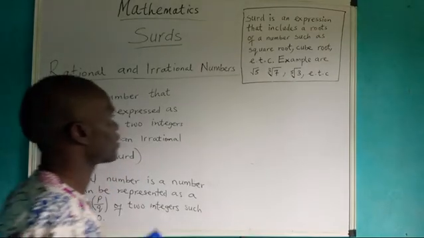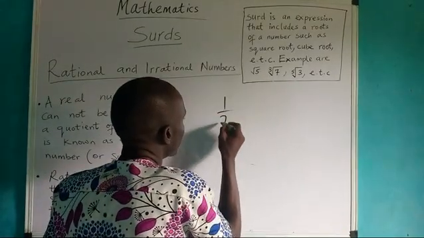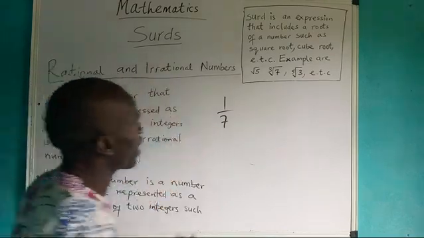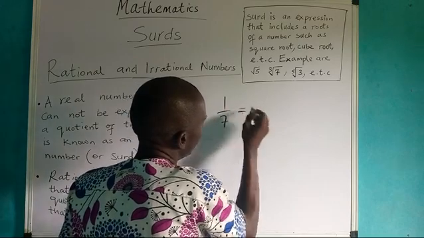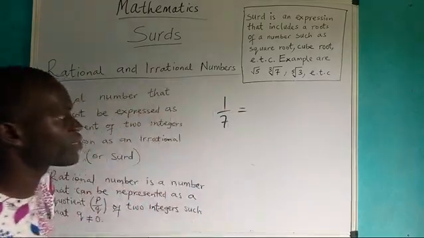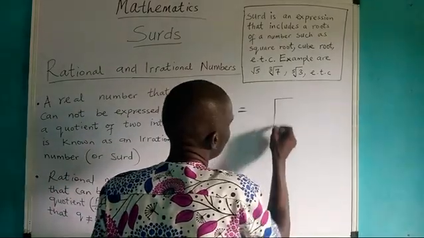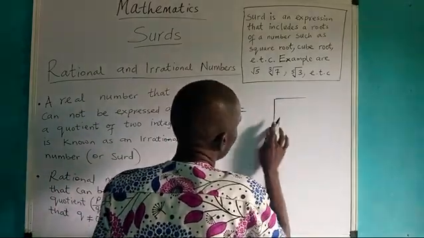Now let me represent 1 over 7 as a fraction. Okay, this one is a fraction. Do you know that I can also express this very one as a decimal? Now what will I do? Let me use the long division method to represent this.